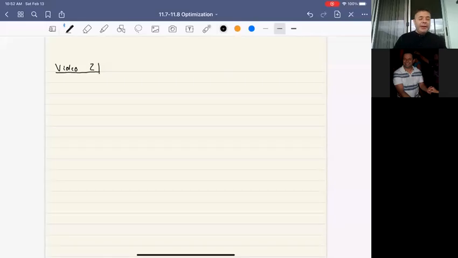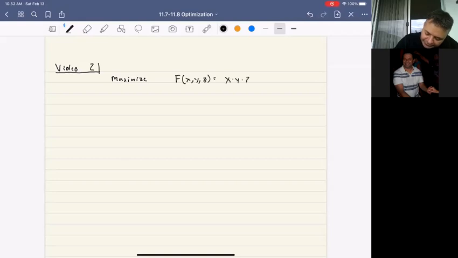All right, welcome back. So we're going to do basically the same problem, but it's going to be a three-dimensional version. It's the one we did in the last video. So we're going to optimize, or we're going to maximize, f of x, y, z equals x times y times z.